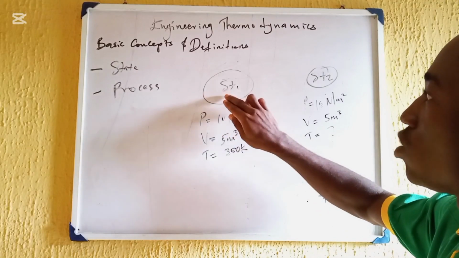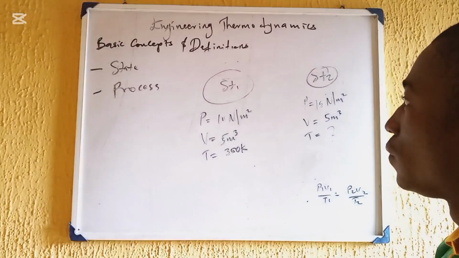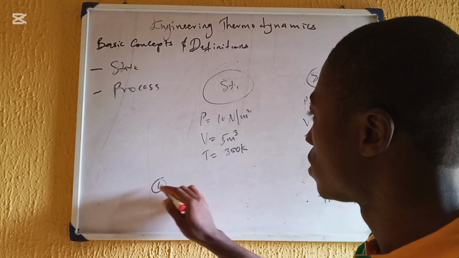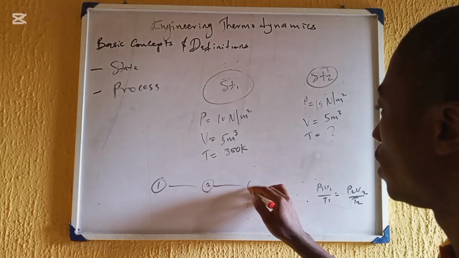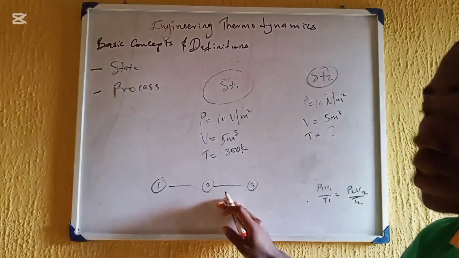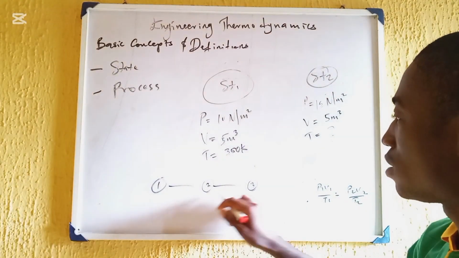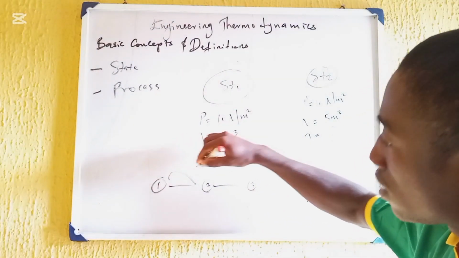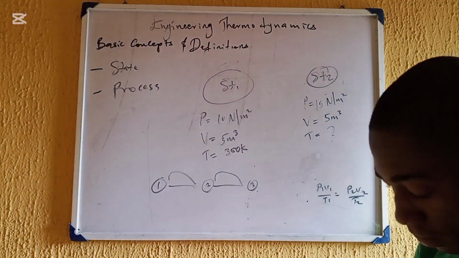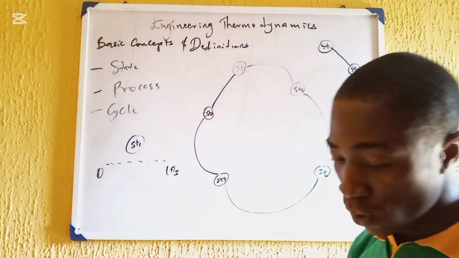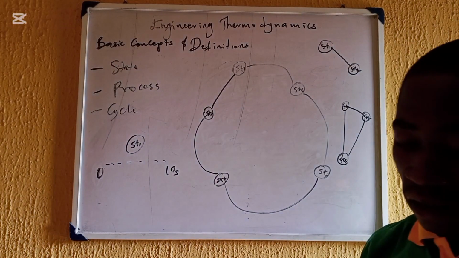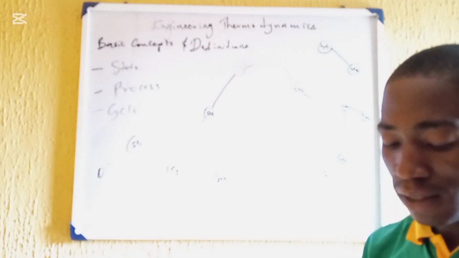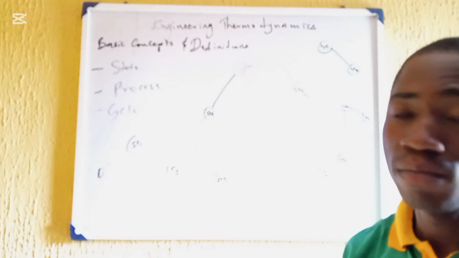So the process is a transition from one state to the other. Now, in a situation where a system moves from one state to another one and to another one, of course, we'll have two processes and three states. Here is state 1, state 2, state 3, but we'll have 2 processes. Here is the first transition and second transition. So the next thing we'll have is cycle. What is a cycle? It's a series of processes whose end states are identical. That is, the process begins and ends at the same state.